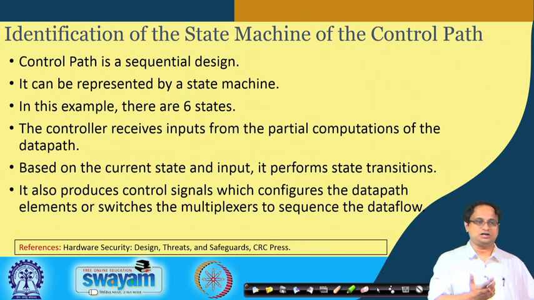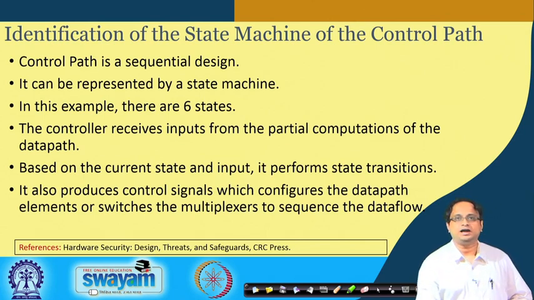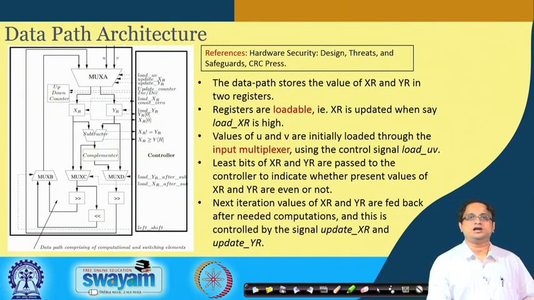Now, these control signals are what configure the data path elements or the switches. They get configured, the data flow gets sequenced, and that is done explicitly by the controller. The controller generates these control signals which configure the multiplexers. I believe that this will be more clear with this diagram.